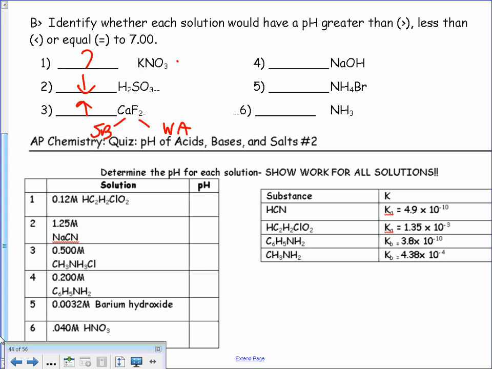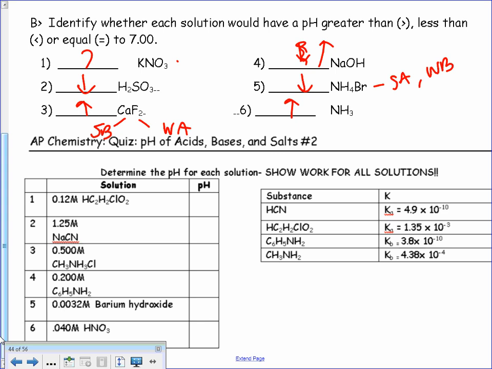And this next one, base. Definitely a base. It's going to be greater than 7. Ammonium bromide. Sounds weird. Why? It's a salt. I heard a salt, but it's an acidic salt because why? HBr is a strong acid, NH4OH is a weak base. So ammonium hydroxide is a weak base. Hydrobromic acid is a strong acid. Next one. Base. Ammonia is just a base, but it's a weak base, but it's still greater than 7.